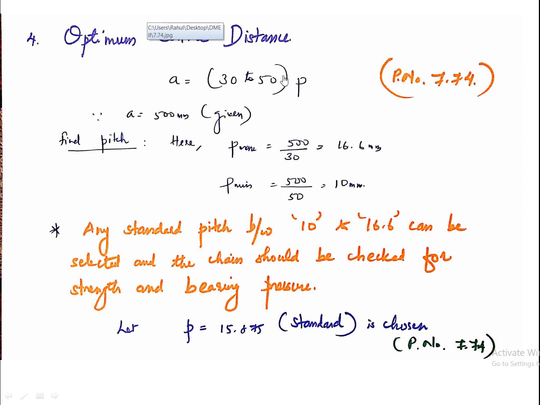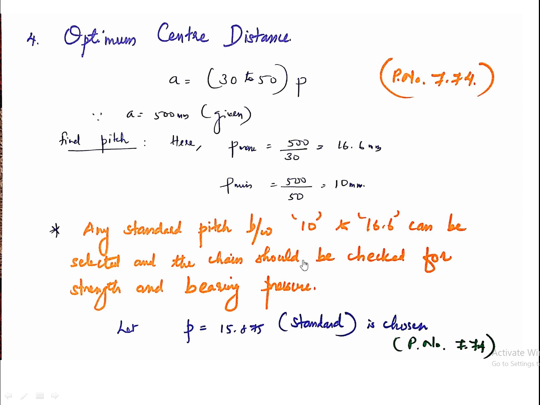Now the equation is something like this: a is equal to 30 to 50 into p, pitch. Now, as per the question, your center distance was already given. A value is 500. So you can find the maximum value and minimum value, right? Now, if you divide 500 by 30, you will get the maximum P max value. And if you divide it by 50, you will get the minimum value. So your pitch value actually ranges between 10 and 16.6, you can take any value in this range. So any value is fine.